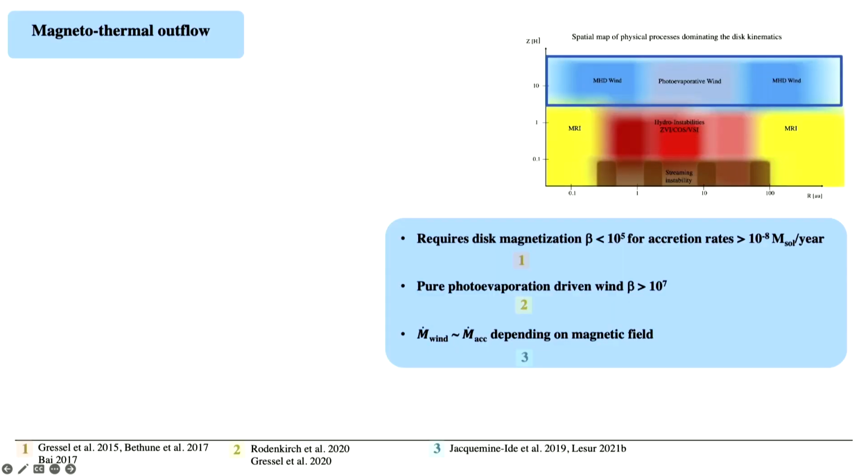Okay, let's move on to the thermal winds. For these thermal magnetohydrodynamical winds, we need a high magnetization, so low plasma beta, to explain the accretion rates we see. But we also have a transition to a pure photoevaporation-driven wind. In this case, the magnetic field is so weak that you are left with the pressure-driven wind. And also, most of these models predict that this wind mass loss can be quite efficient. So we should keep this in mind.